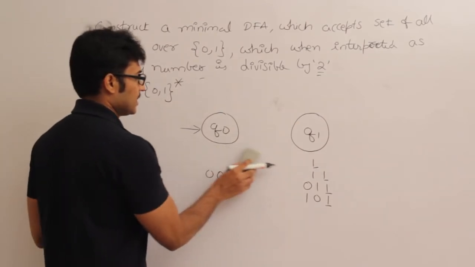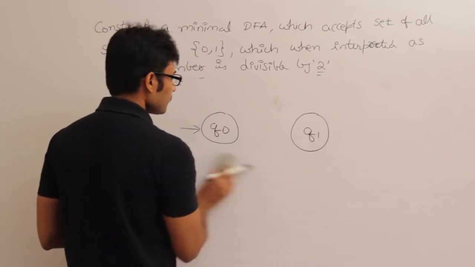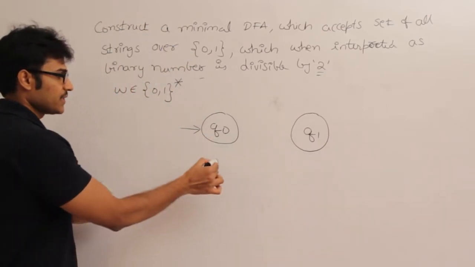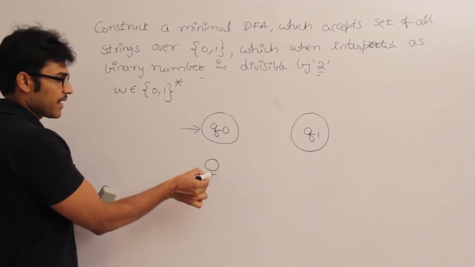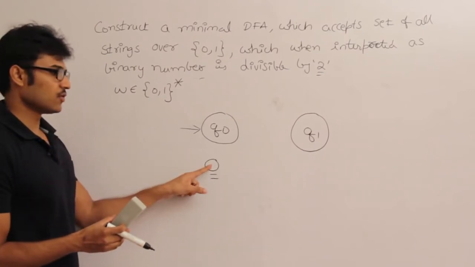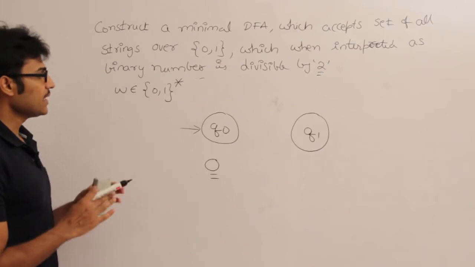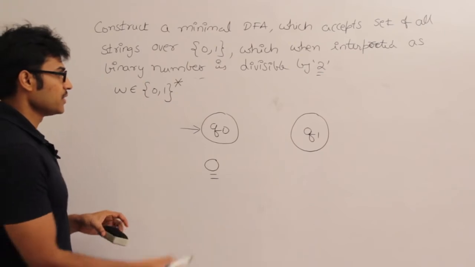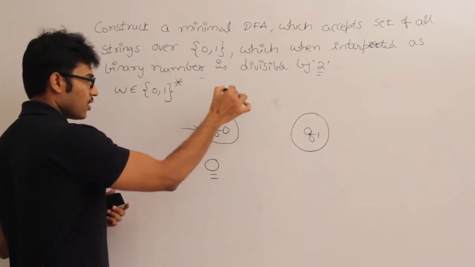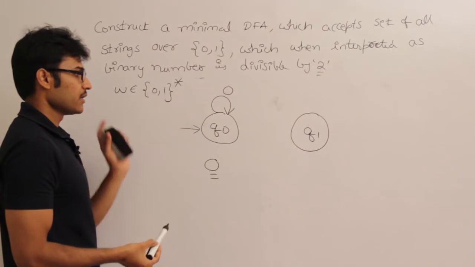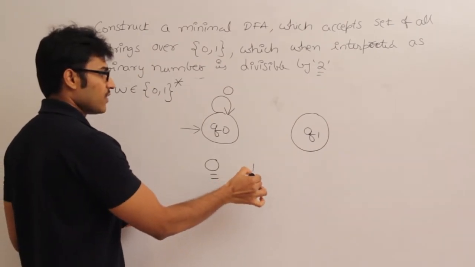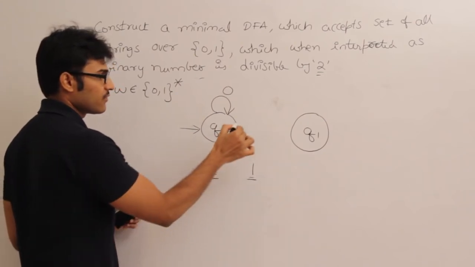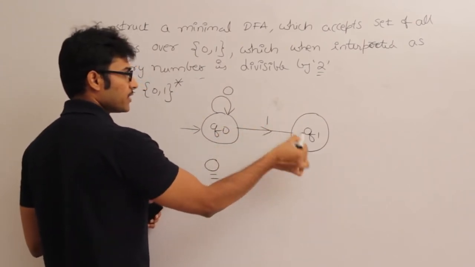So let us see how I can draw it. I am in state 0 without seeing anything. If I see a 0, the total number I have seen till now is only 0, right? So if I divide it by 2, the remainder is going to be 0. Therefore on Q0, on 0 I am going to stay here. Now if I see a 1 on Q0, if I divide it by 2, the remainder is going to be 1. Therefore on 1 I will be moving here.